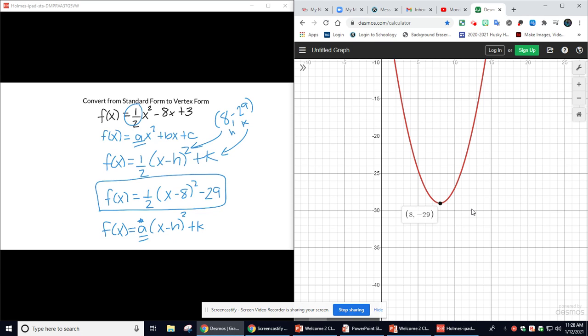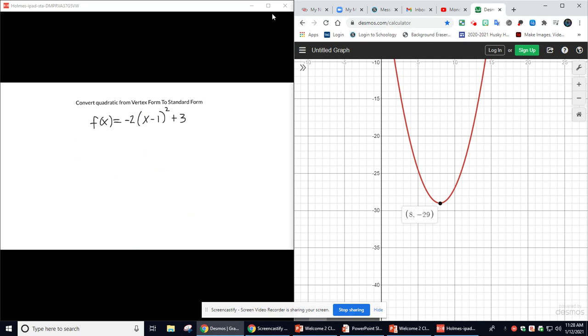A few things to note here as we convert from standard to vertex is paying attention to the fact that the h in the vertex is always going to be the opposite, right? The x minus h, it'll always be opposite. So if this is a negative number, this changes to positive. If it's positive, it changes to negative. The number on the outside stays the same. And that's really it to convert from standard to vertex.